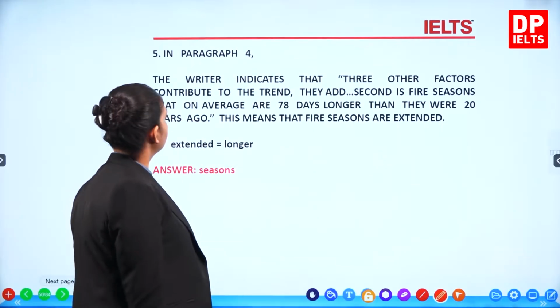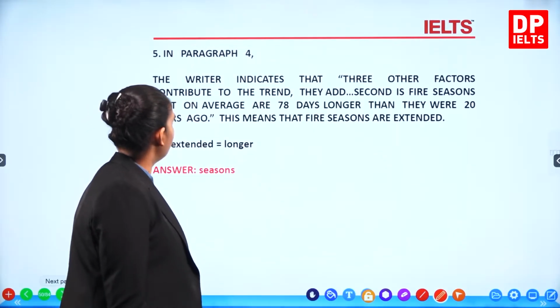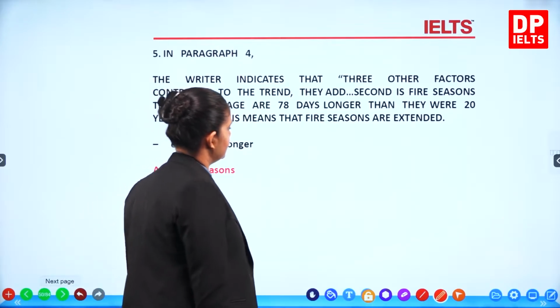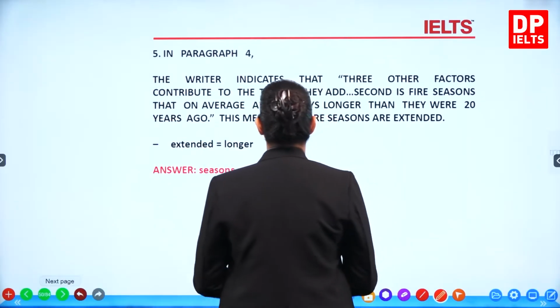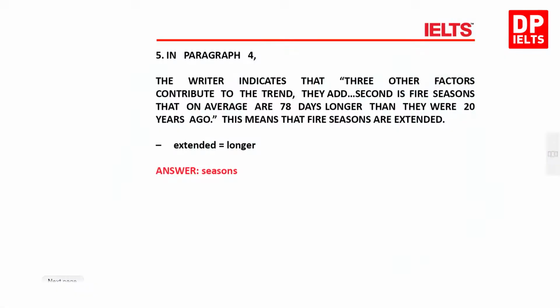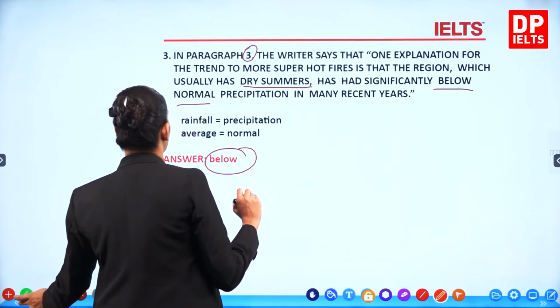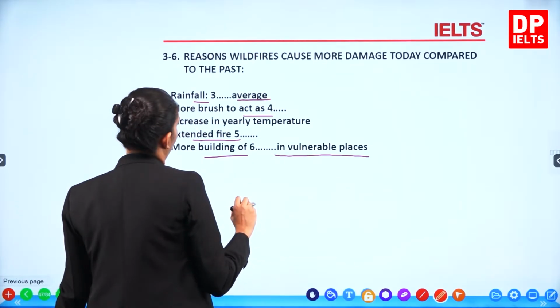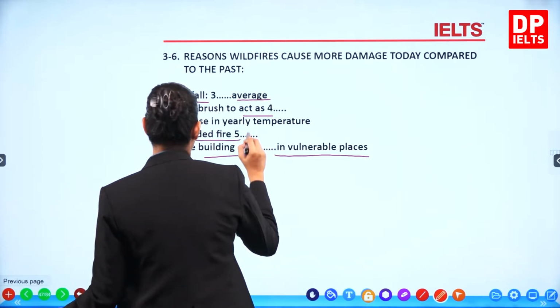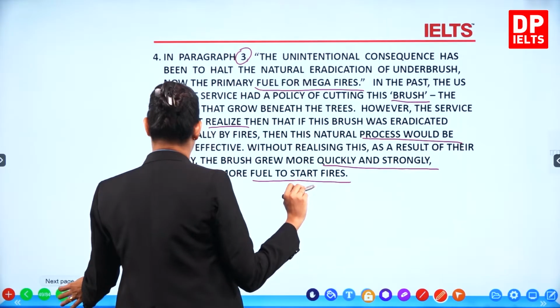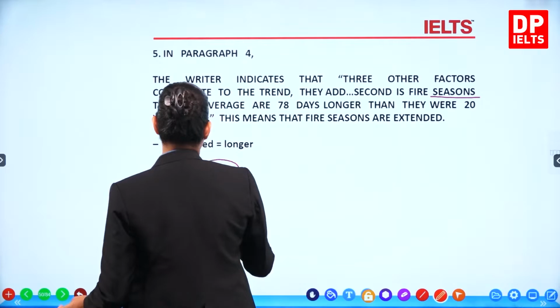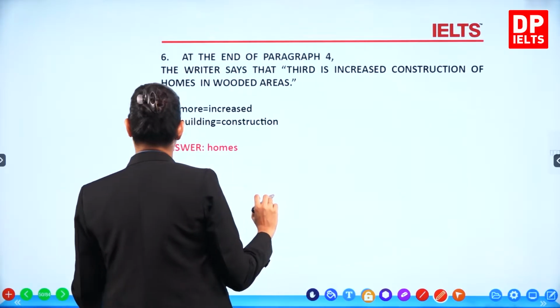Question number 5. In paragraph 4, the writer indicates 3 other factors contribute to the trend. They add, second is the fire seasons that on average are 78 days longer than they were 20 years ago, right? So this means it's extended longer. So extended fire seasons. And that is question number 5.